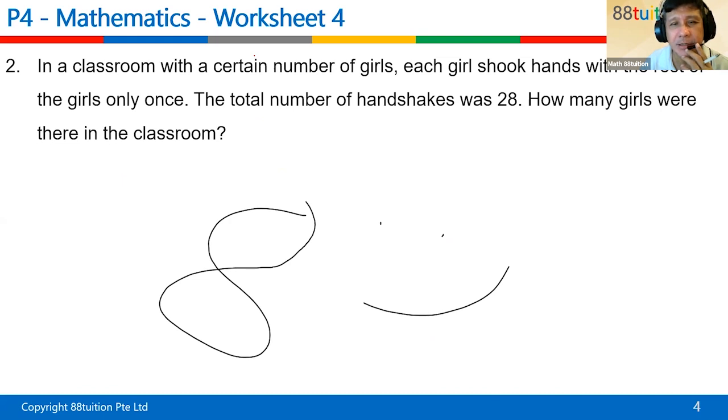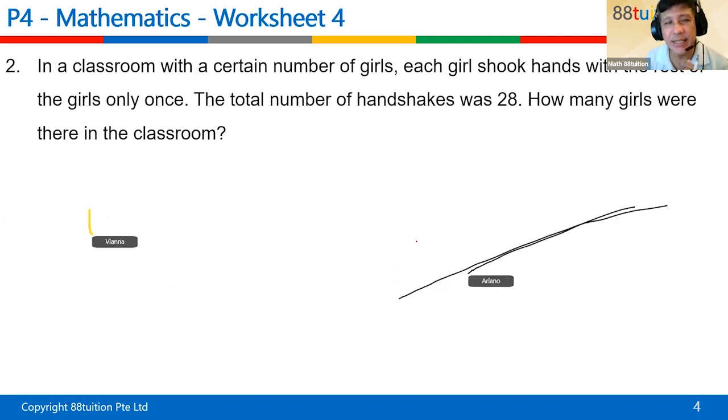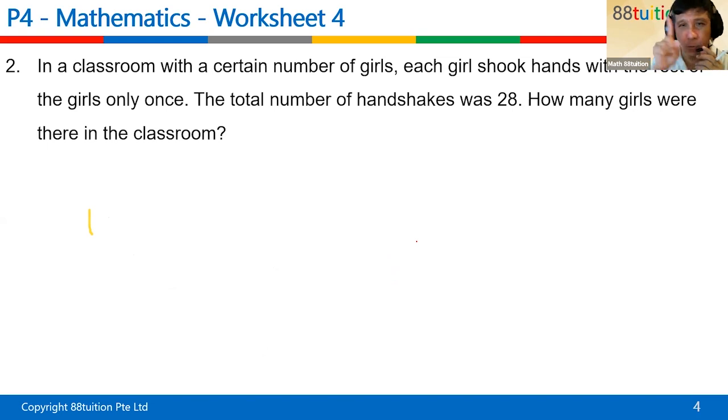All right. Now, Ariano, yes, you wrote 8 as your answer. But how do we know that it is actually 8 people? Firstly, you must know when we talk about shaking hands, if I shake your hand, it is exactly the same as you shake my hand. So if the two of us are shaking hands, there is only one handshake.